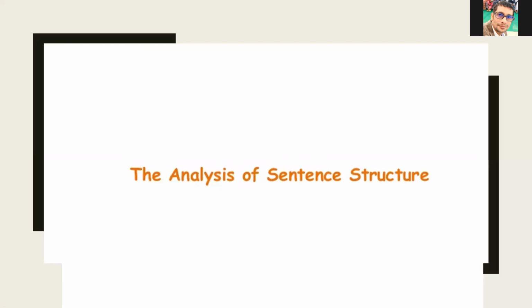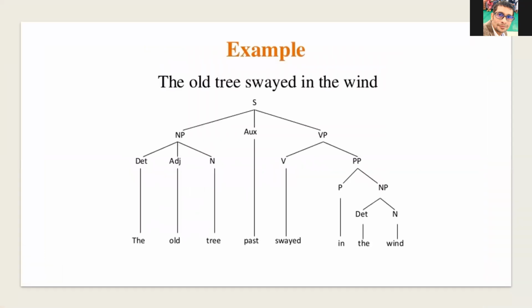Okay, now let us have a look at the analysis of some sentences. Okay, this is the example of a sentence. The old tree swayed in the wind. You can see the old tree is noun phrase, swayed in the wind is the verb phrase, main division. So again, the noun phrase has been divided into determiner, adjective, and noun, and verb phrase has been divided into first verb into prepositional phrase. Again, prepositional phrase has been divided into in the wind. So it's very easy for you to understand.